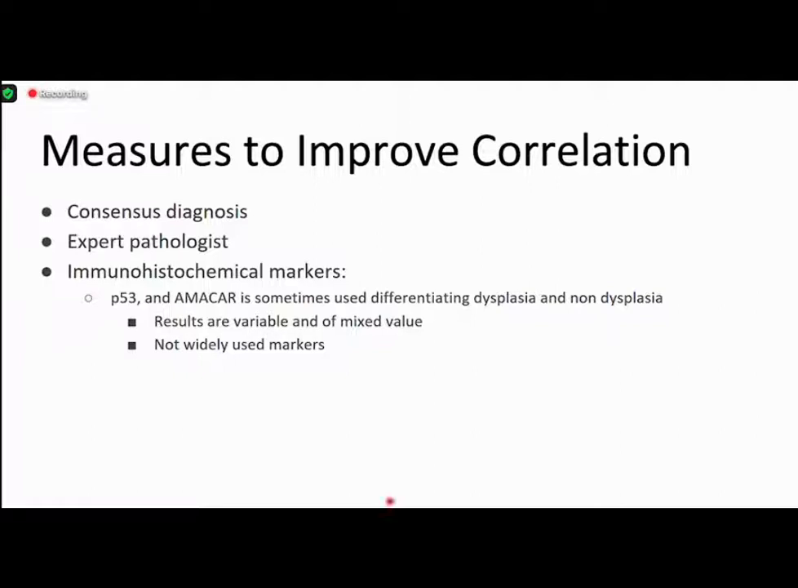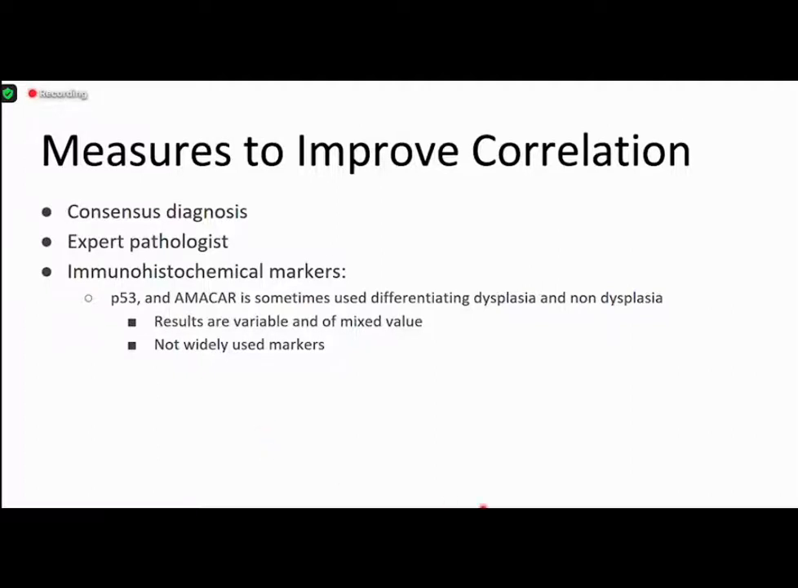According to the Gastrointestinal Pathology Society, and based on my literature review, IHC markers have been tried with mixed results. These two markers are the most widely used that come up in the literature search. Based on their most recent review, they say that their expression is variable. It's not very standardized how to interpret those markers, in particular p53.